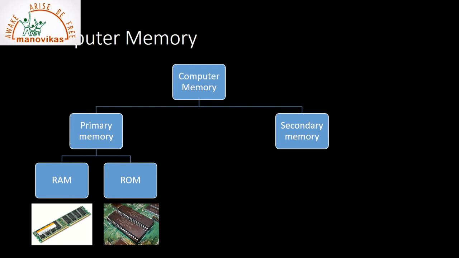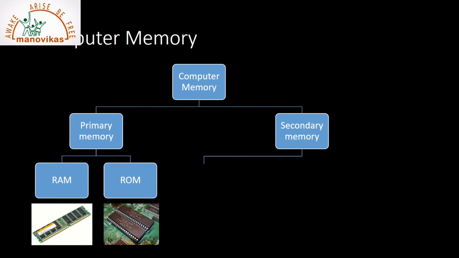Once you store instructions in ROM, it cannot be changed. For example, the process to start and shut down the computer. Can we change it? No, we cannot change it. That's because this process has been stored under ROM, read only memory.